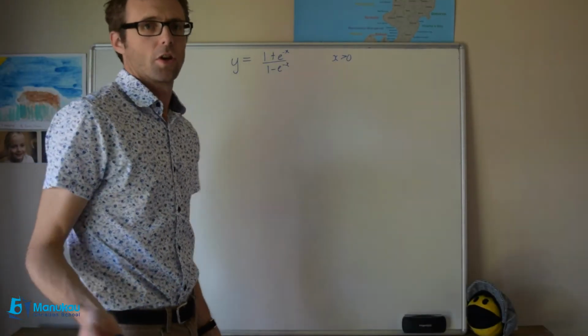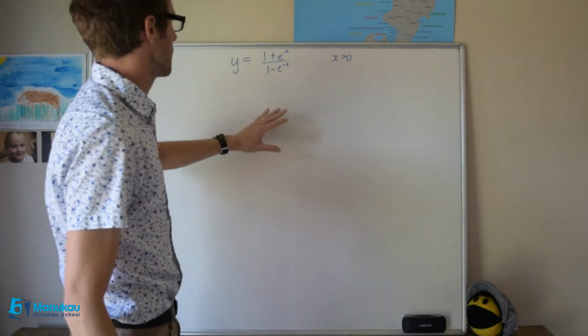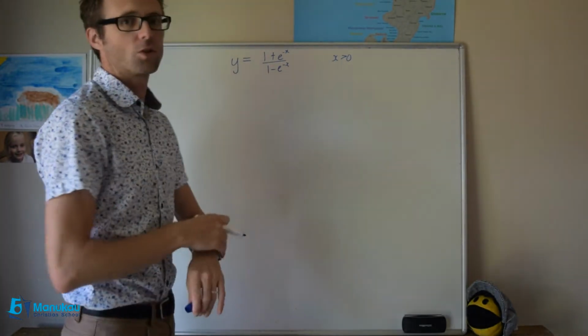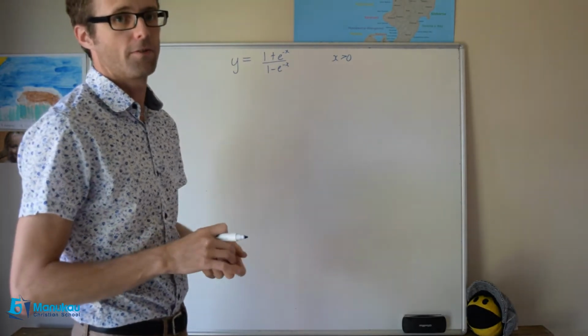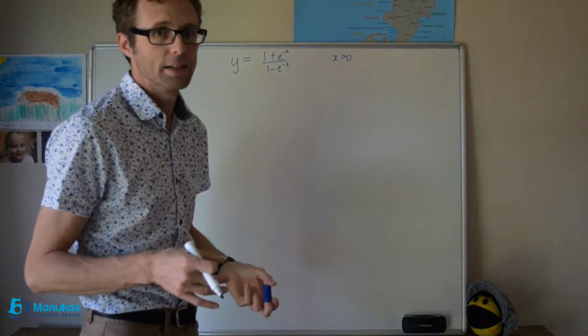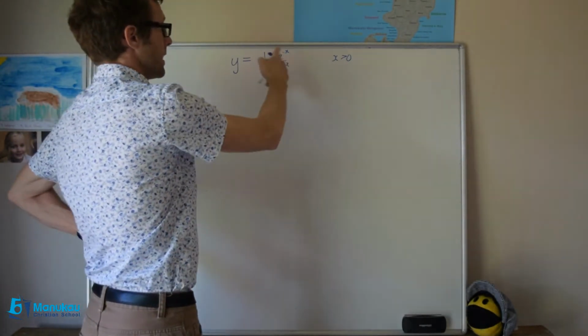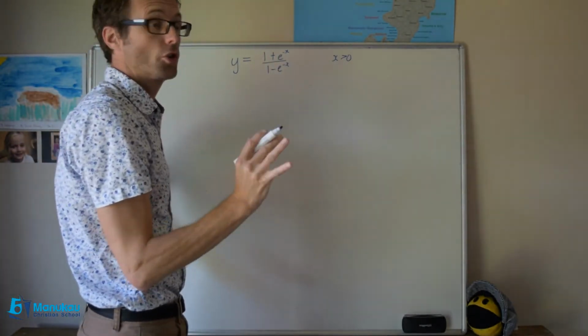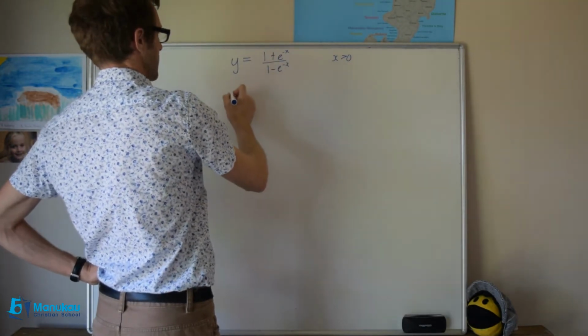Okay team, so here we have question 3 from your test, and we have to show that dy/dx, or the gradient function for this curve, is always negative. So obviously our first step is to find dy/dx. Now we need to use the quotient rule since we have u divided by v here. So let's just do this.